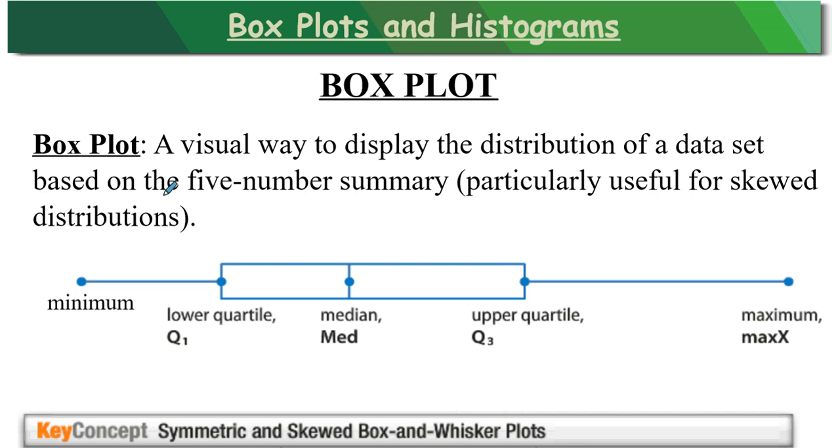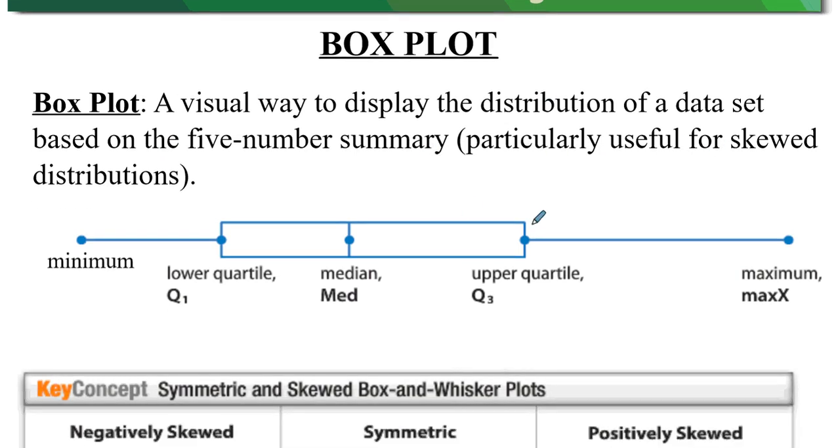A graphical way of displaying the 5-number summary is making a box plot. In middle school, you might have heard this called a box and whisker plot. We've kind of dumped the whisker part of that, and we just call them box plots now. Box plots are just a visual way to display the distribution of a data set based on the 5-number summary. It's essentially a graphical 5-number summary. It's useful for showing skewed distributions. It's useful for showing how the data set is spread out.